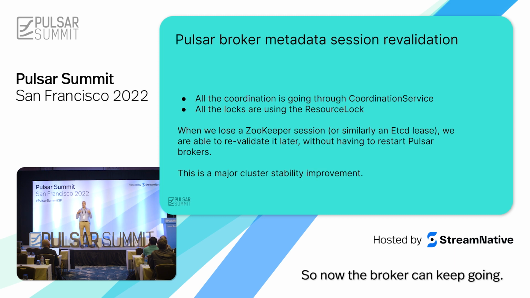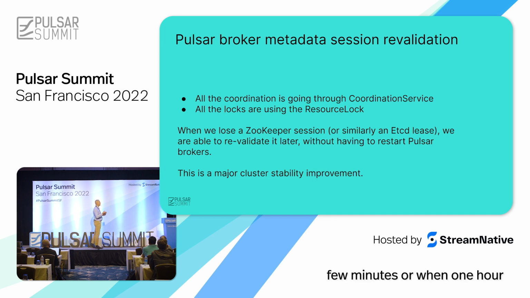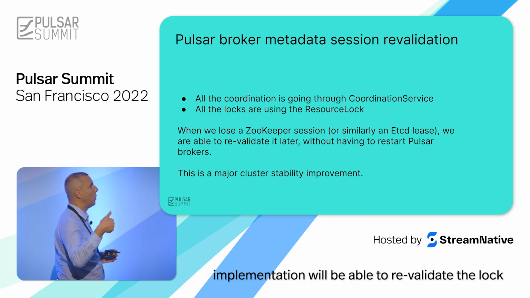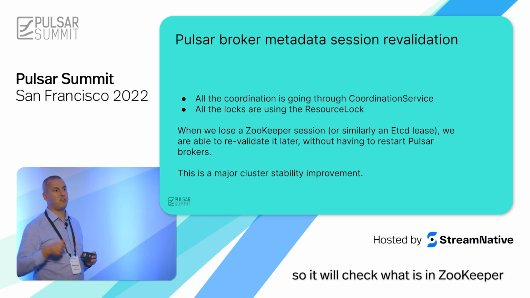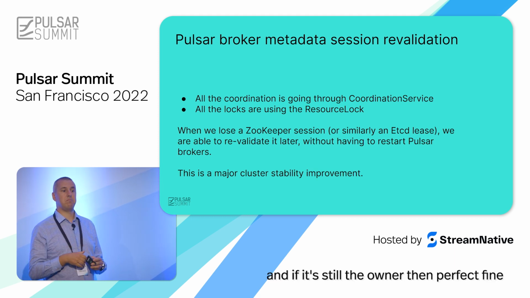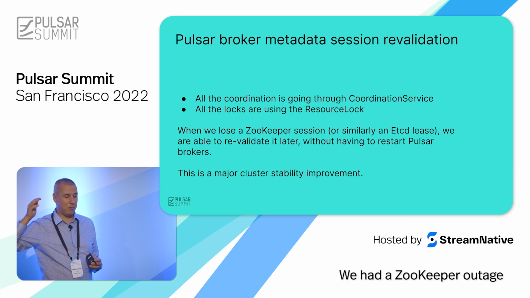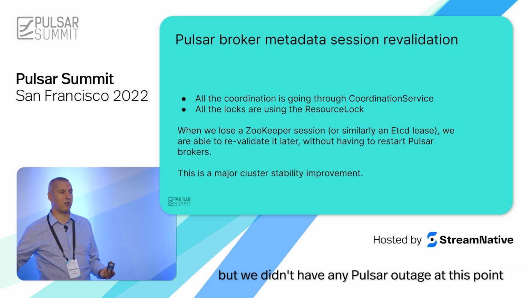So now the broker can keep going, we keep the data path intact, and once we reconnect to ZooKeeper, say after a ZooKeeper outage of a few minutes or 1 hour, the resource lock implementation will be able to revalidate the lock. It will check what is in ZooKeeper and revalidate: am I still the owner or not? And if it's still the owner, then perfect, fine. We can just go on without any interruption. We had a ZooKeeper outage, but we didn't have any Pulsar outage at this point.